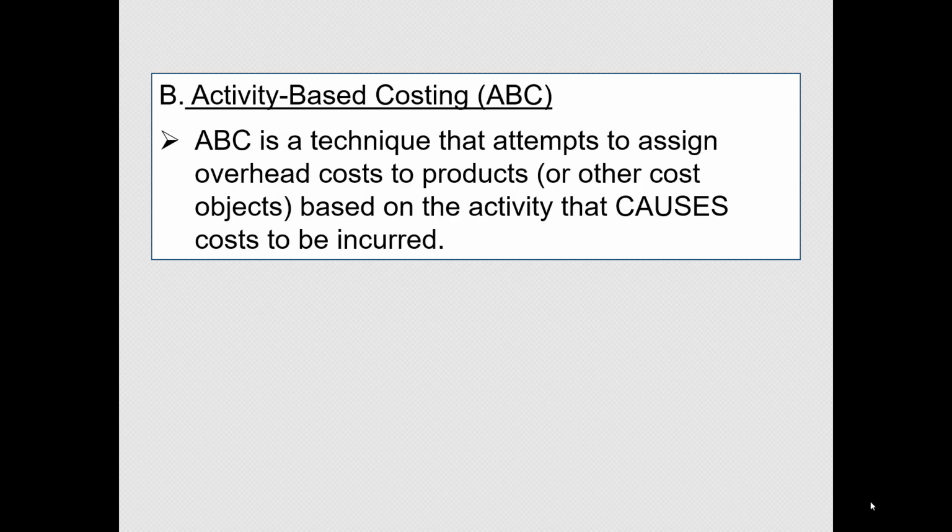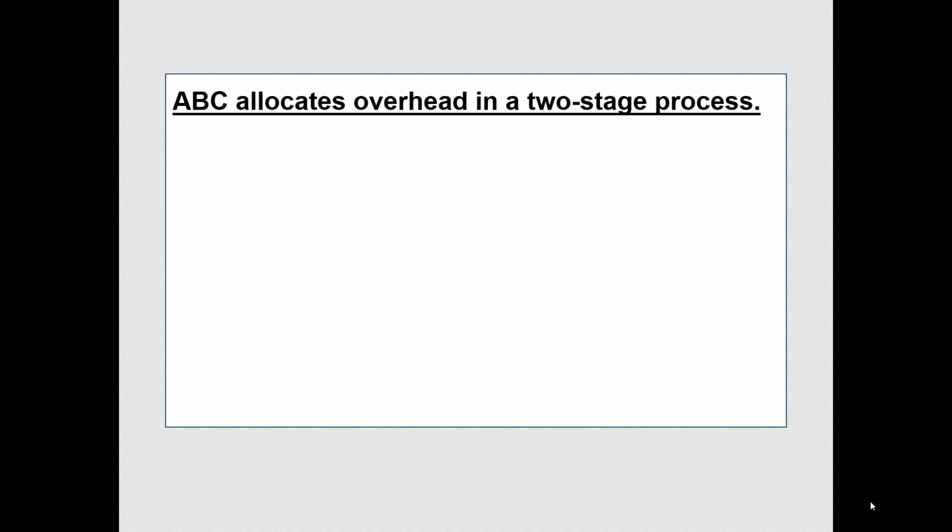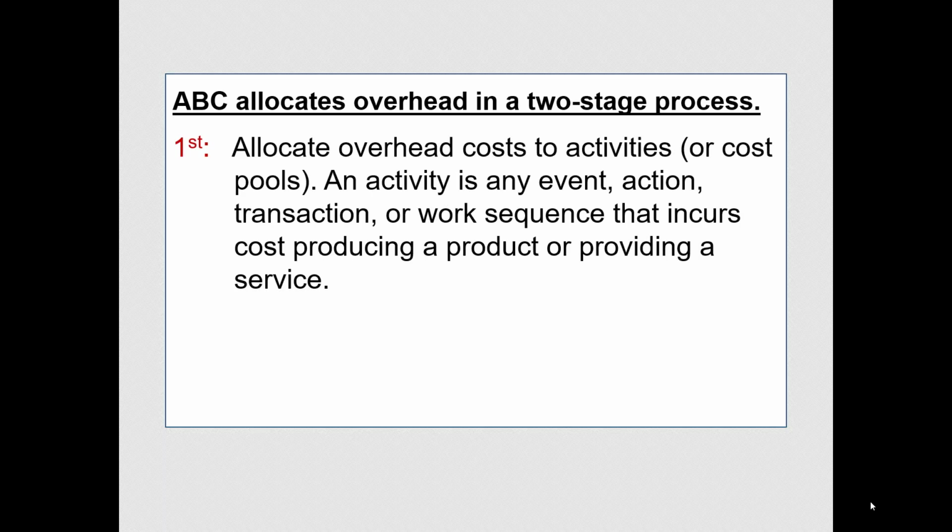Activity-based costing is a technique that tries to assign overhead cost based on the activity that causes the cost to be incurred. So there are probably hundreds of reasons that costs are incurred, and you will try to isolate just a few measures that will allocate cost best. You do this in a two-stage process.